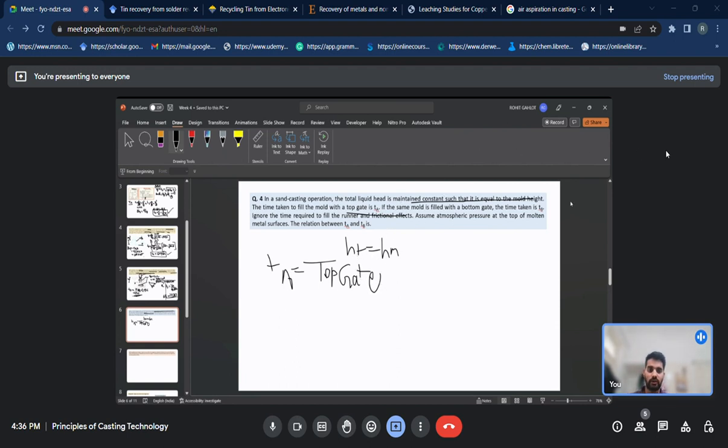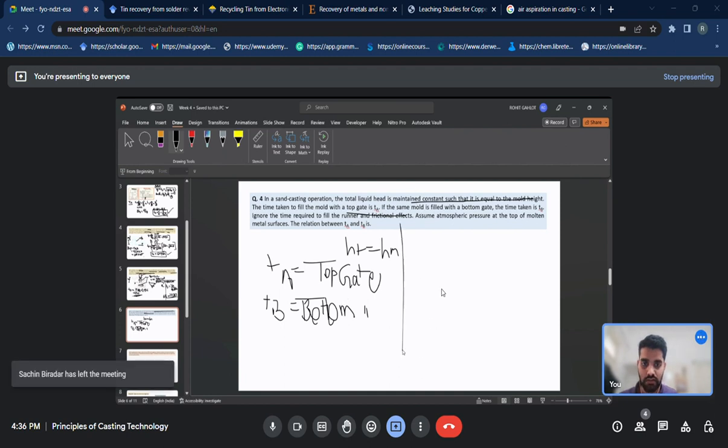If the same mold is filled with the bottom gate, the time taken is tb, for the bottom gate system. Ignore the time required to fill the runner and the frictional effects. Assume atmospheric pressure at the top of the molten metal surface. What is the relationship between ta and tb? Like this we have already solved, tb will be twice ta.